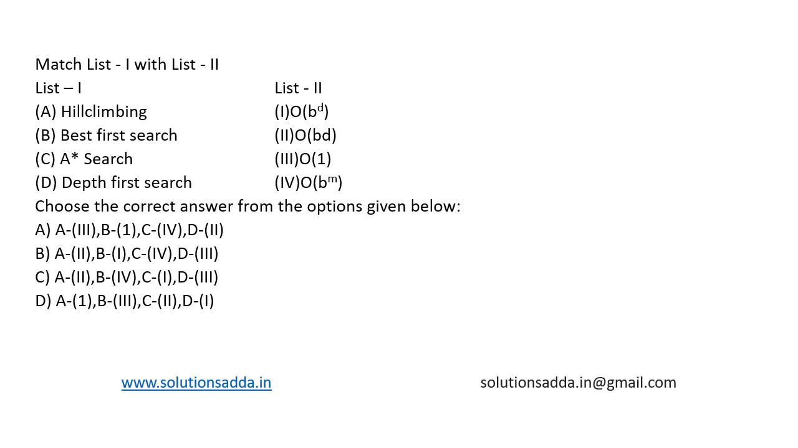This is a question from artificial intelligence. We are given two lists and we are asked to match list 1 with list 2. So let's see each option one by one. First one is hill climbing.